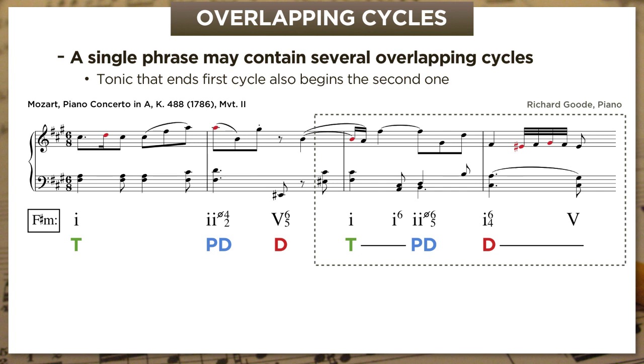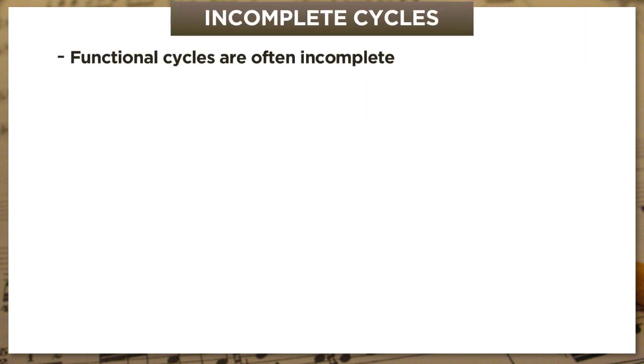Notice also that this phrase, like the one we heard 2 slides ago, ends on a half cadence and thus ends without a concluding tonic function. This is really common, but it's only one of many ways that a functional cycle might be incomplete. Another option is simply to leave out the predominant chord.